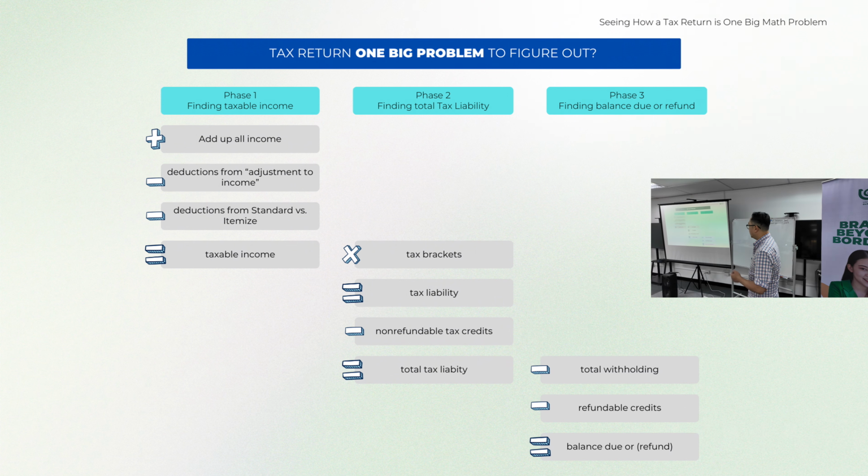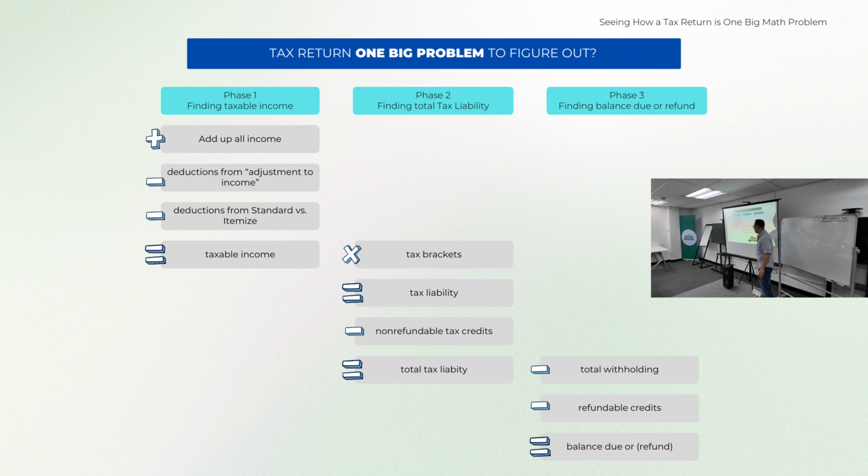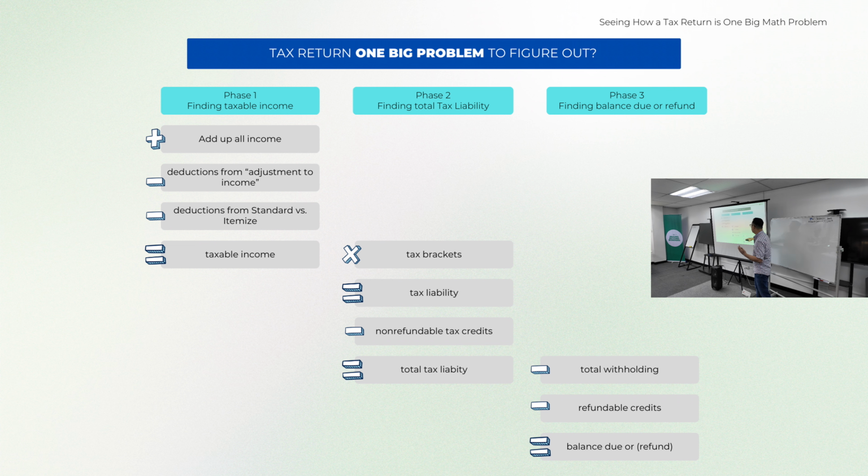And then phase 3 is whatever the total tax liability is after doing all these calculations, you minus the withholdings, which is on the W-2. This is what the employees get for working at a company. And then you apply the refundable tax credit as well. And then at the end, you get the balance due, or whether it's a refund.